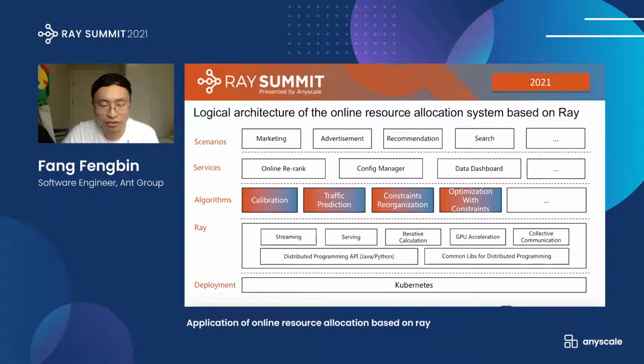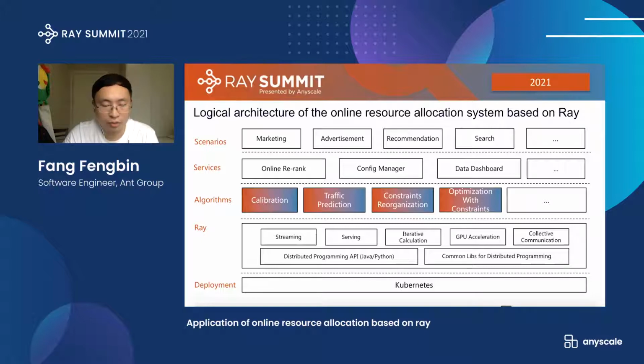The system will serve marketing, advertising, recommendation, search, and other business scenarios, and provide external services such as target and constraint configuration management, online rank service, data dashboard, and so on. In the aspect of algorithm, we have abstracted the models of calculation, traffic prediction, constraint recognition, and optimization with convergence. Different algorithm models can be customized.